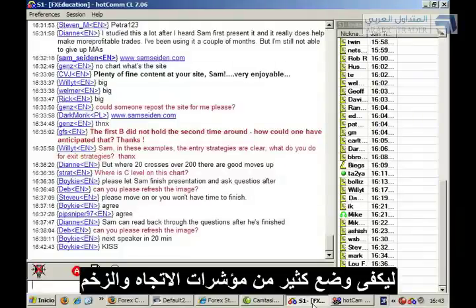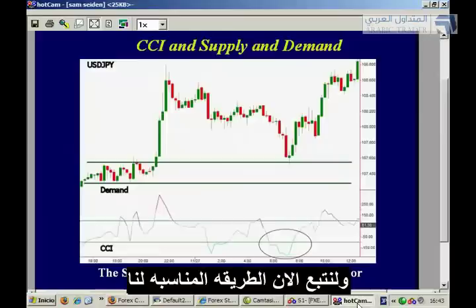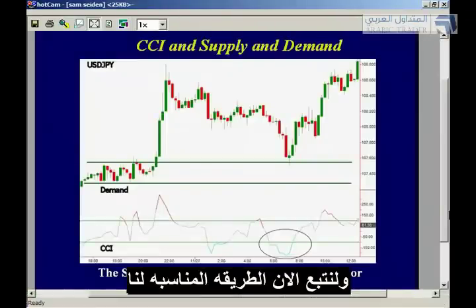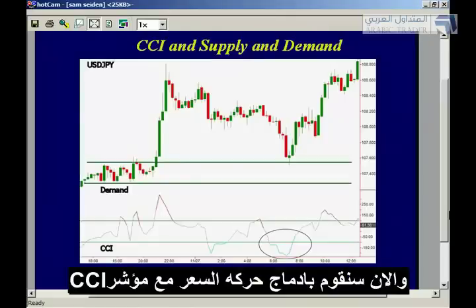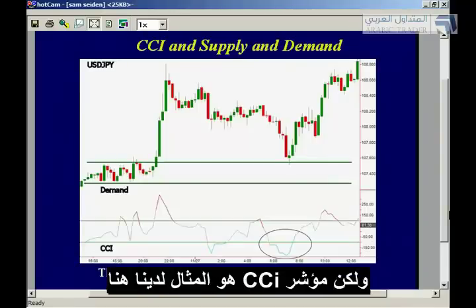So enough beating up all these indicators and oscillators. Let's see how we're going to use them to do something proper here. Here's a chart of the yen, and now we're going to combine price with an oscillator like CCI. And don't think that CCI is one of my favorites or anything. This is how you would use any indicator or oscillator. I've just used CCI as one example here.